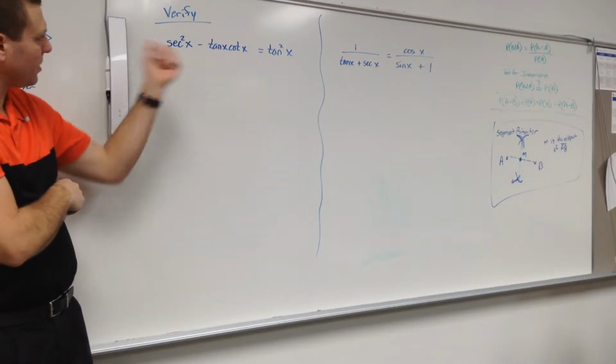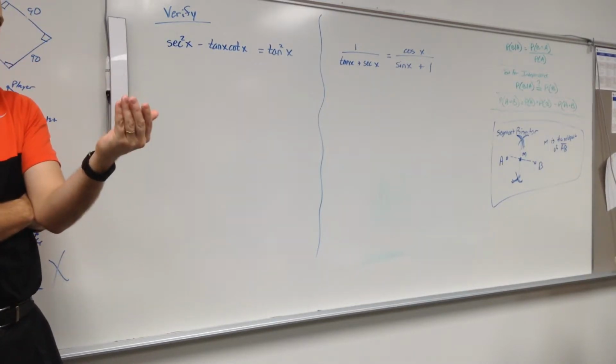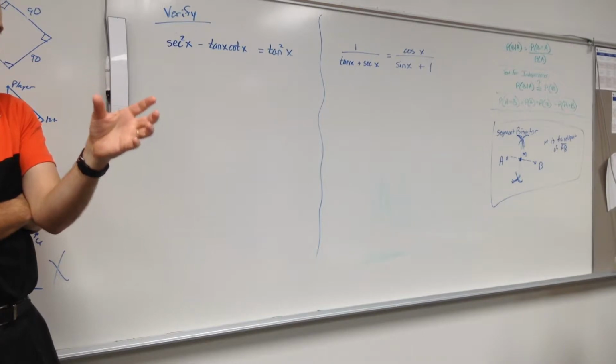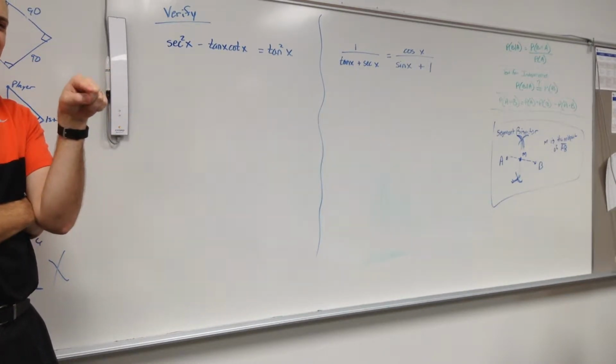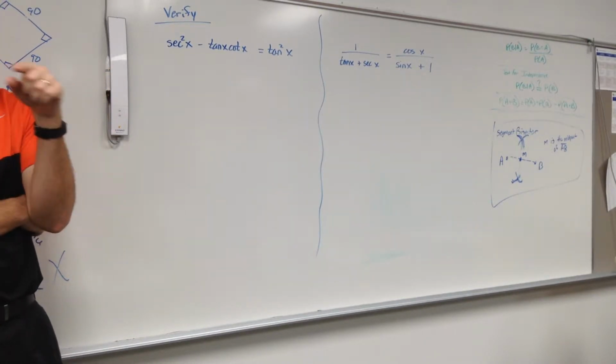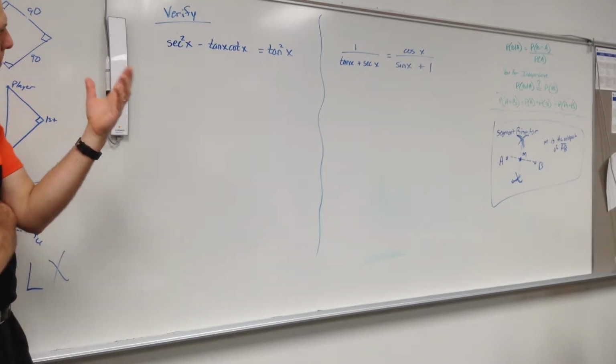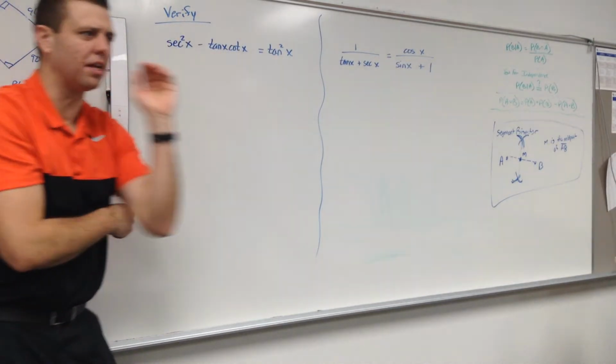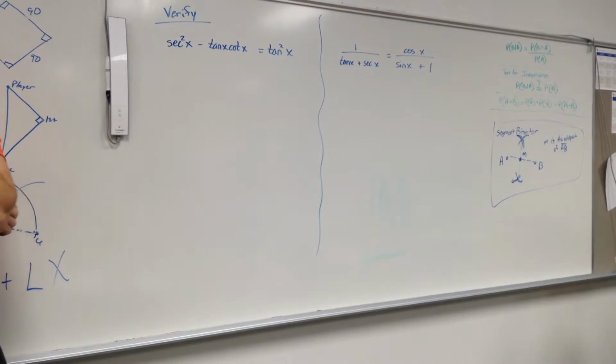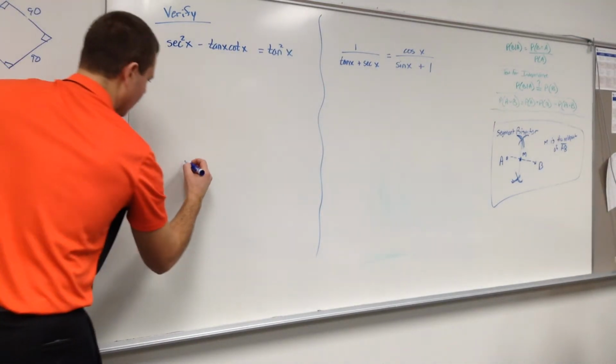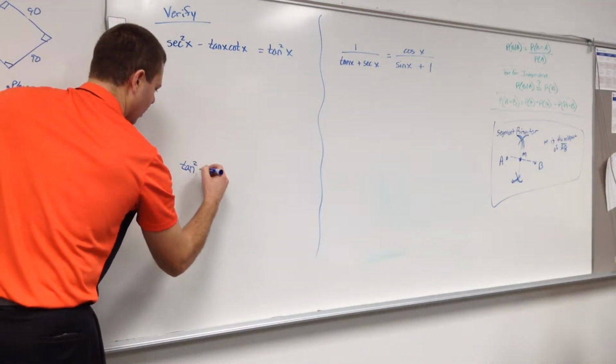Now, I'm looking at this and I'm like, okay, well, it has some squares in it. I see some squares. Look back at your Pythagorean identities for a second. Do you see any Pythagorean identities that might have some of this already in it? Yeah. Which one are you looking at? Tangent squared theta plus 1 equals secant squared theta.